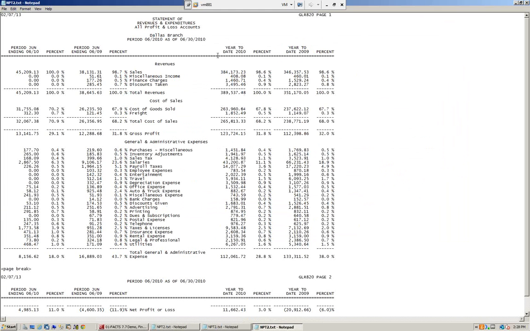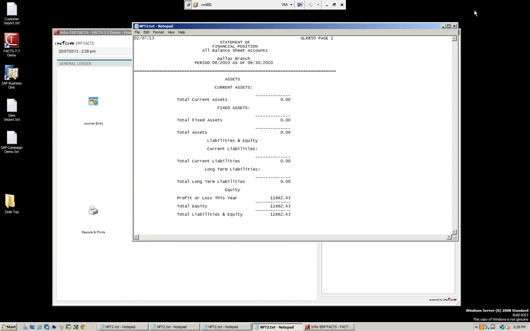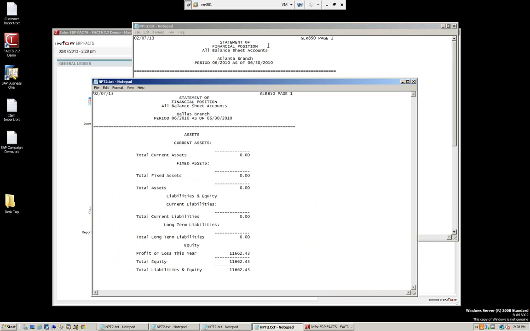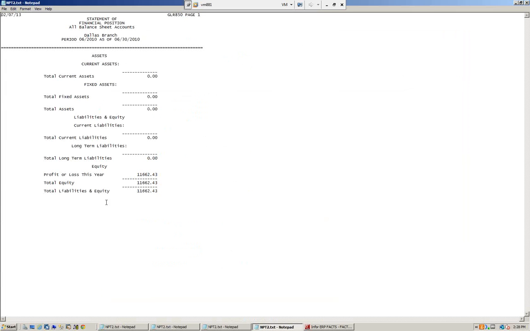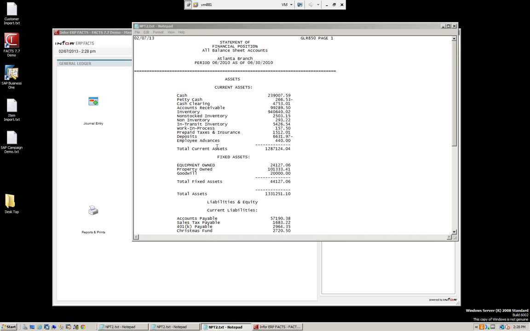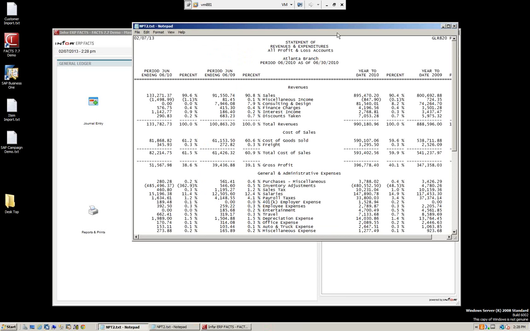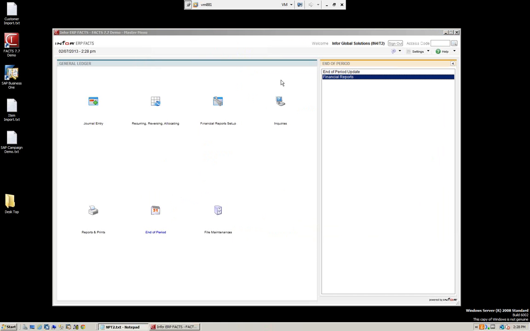So let's take a look. We have here the profit and loss for the Dallas branch, because we asked for that one. We have the profit and loss, we have the balance sheet here. Let's close that, I have too many open. We have the balance sheet here for Atlanta. And then we have our profit and loss for Atlanta. So again, we can run all those reports.